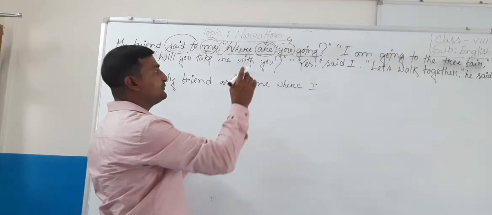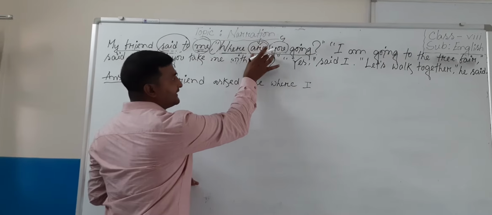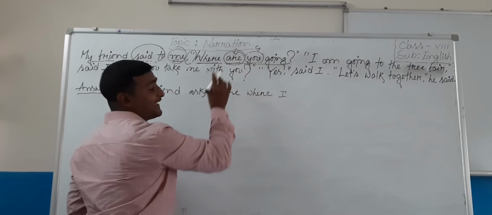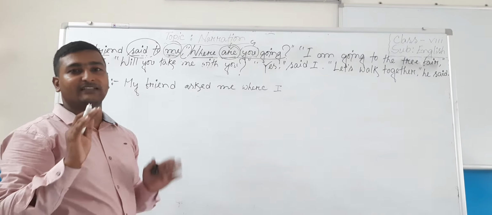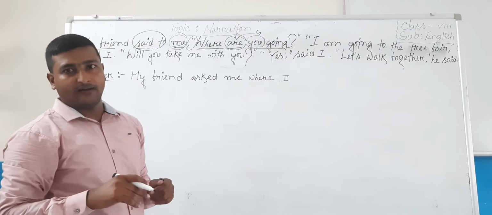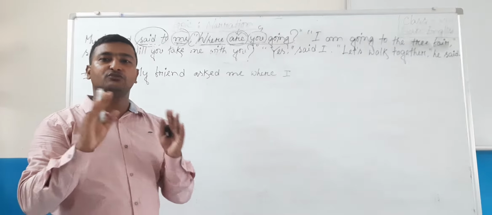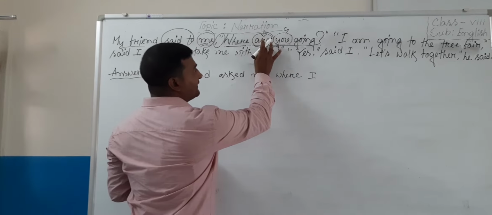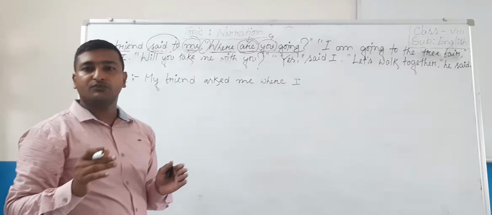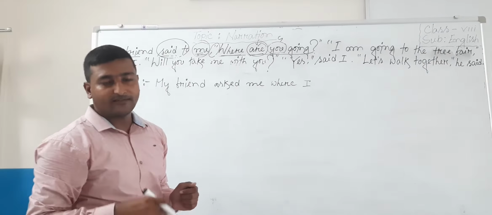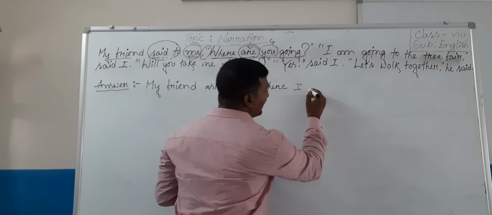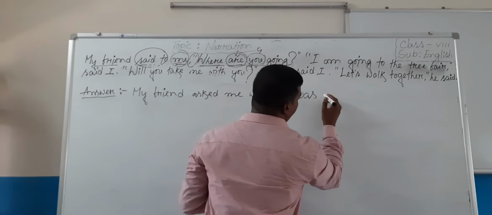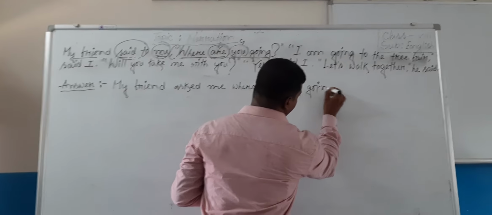Again, I am repeating. If you get am, is, are in the reporting speech of a direct narration, you have to change it with was or were. If you change the auxiliary verb, you do not need to identify any tense. So in place of am, is, are, we can use was or were. So after I, we can use was. Then the rest of the sentence.